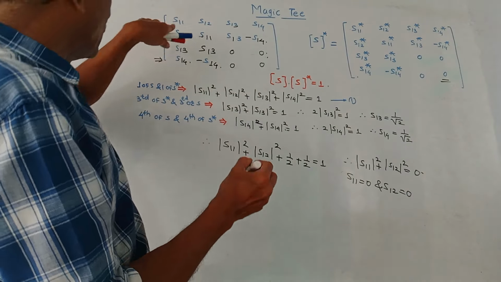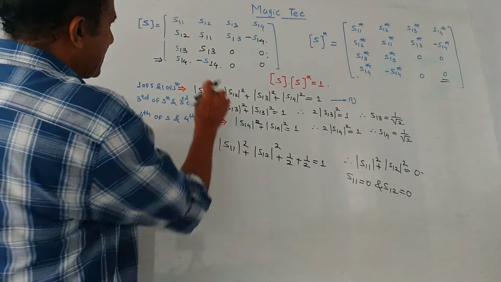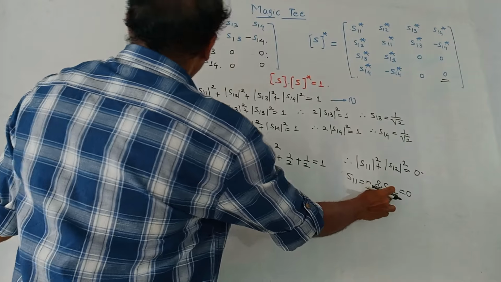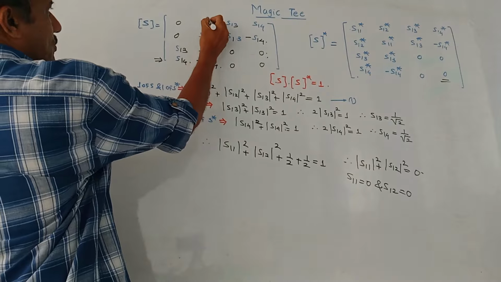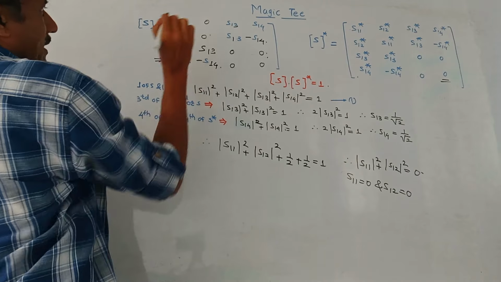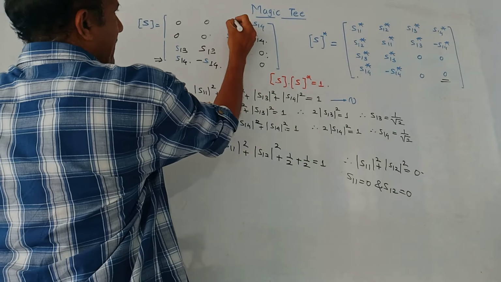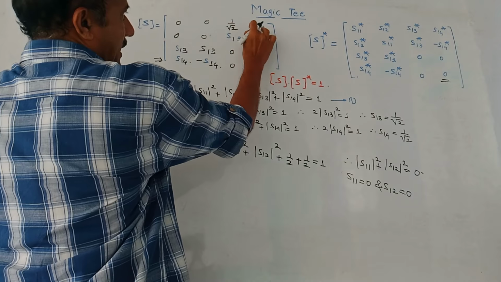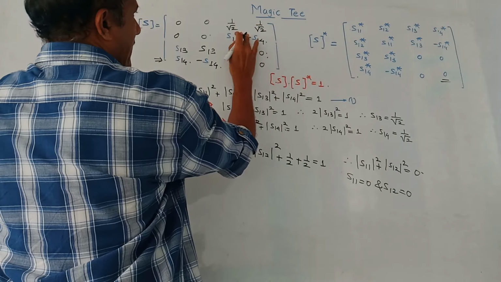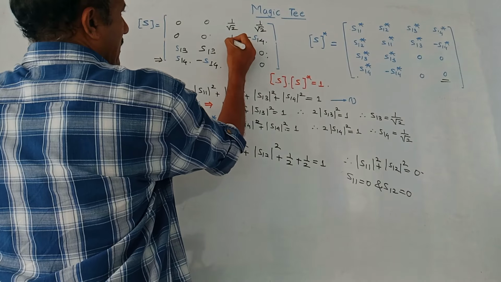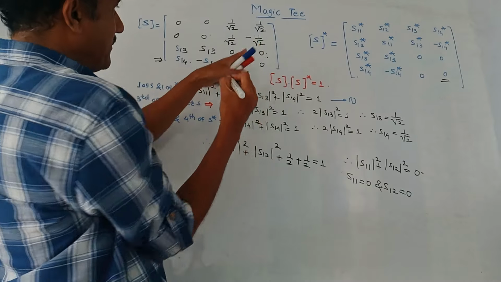Let us put all these values in this matrix S. We discussed S11 and S12 are 0, so these two terms become 0. Similarly, S12 is 0, S11 is 0. Now, S13 is 1 by root 2, so here I will write 1 by root 2. S14 is again 1 by root 2, so this term becomes 1 by root 2. S13 is 1 by root 2. Then this minus sign will be as it is. S14 is 1 by root 2, so this term is minus 1 by root 2.